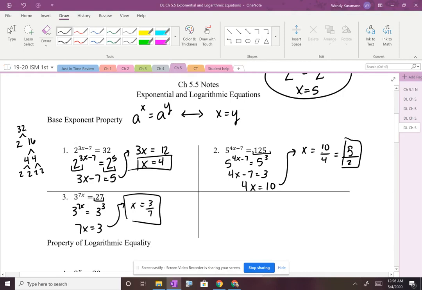Hopefully you got that right. Now the next couple of things we're going to do in the next video is we're going to tackle things like this. If you have 2 to the x power equals 3 to the fifth power, here the bases aren't the same, but we're going to use logarithms to solve this property. You'll need your calculator for the next video.